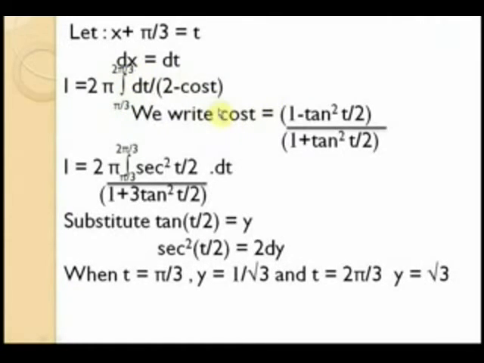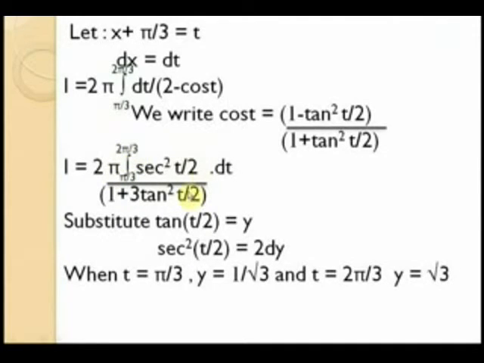So what we can do here is we can write cos t equal to (1 minus tan square t by 2) divided by (1 plus tan square t by 2). So we substitute the value of cos t over here to get I equal to 2 pi into integral of sec square t by 2 divided by (1 plus tan square t by 2) from pi by 3 to 2 pi by 3.